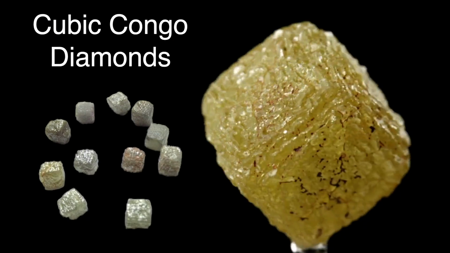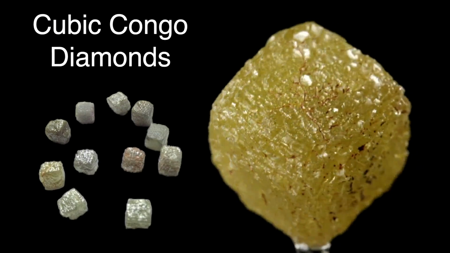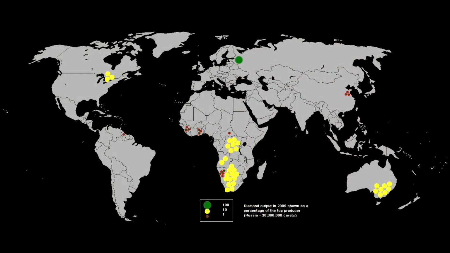These are uncut cubic Congo diamonds. You'll never guess where they were mined. And while we're still on the subject of where diamonds are mined, their production is limited to only a few places on Earth, mainly found in Africa, specifically South Africa, Namibia, Botswana, the Republic of the Congo, and Sierra Leone. Diamonds are also found in Canada, the Russian Arctic, Brazil, and Australia.